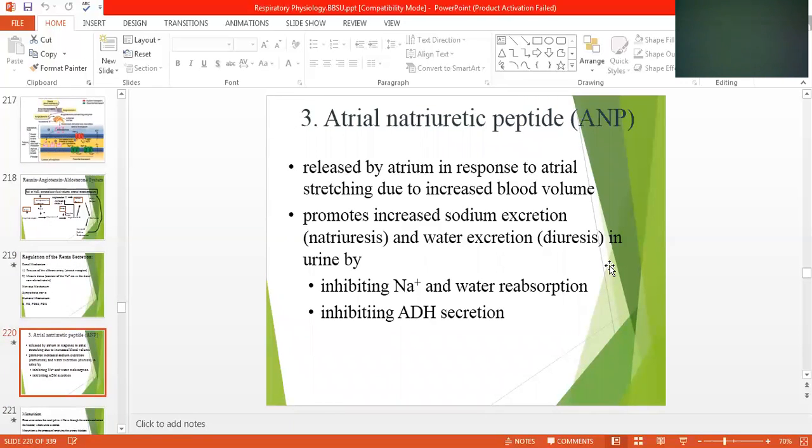When there is an accumulation of blood in the atrium, left and right, the walls stretch out. When it is stretched due to the presence of excess quantity of blood, then due to the increase in blood volume, it promotes increased sodium excretion. This causes increase of sodium excretion from the body and water excretion, diuresis in urine, by inhibiting sodium and water reabsorption and inhibiting antidiuretic secretion. It will decrease the antidiuretic hormone, which reduces excretion; it will be inhibited, which is ADH.